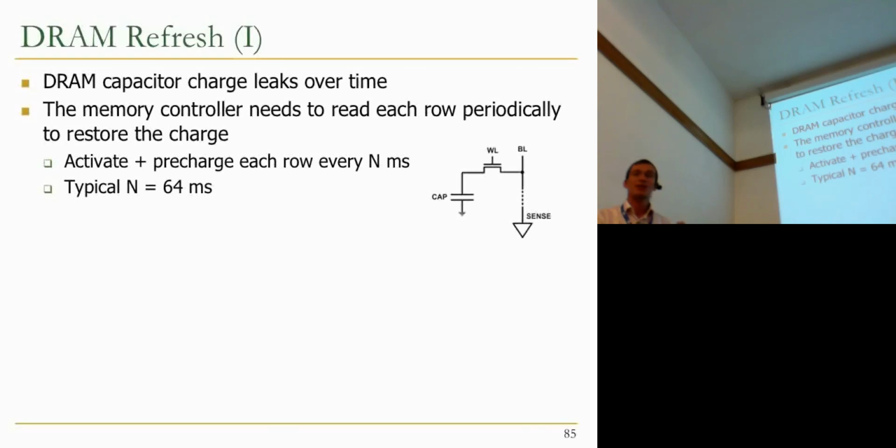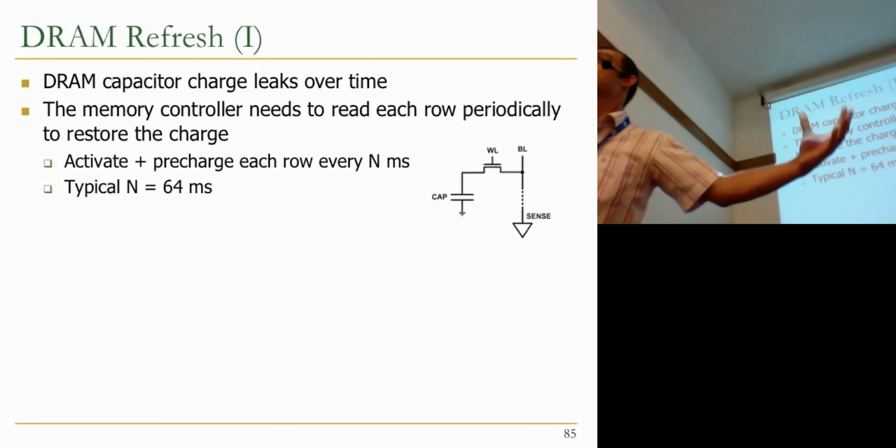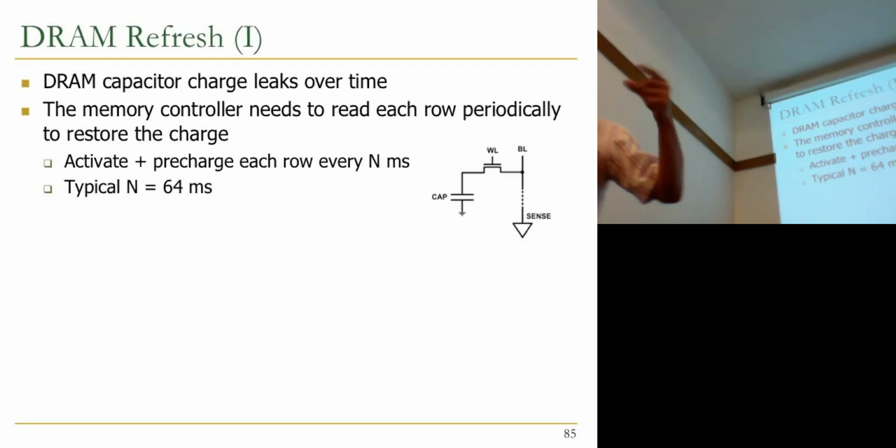Basically, the memory controller needs to activate the row and then pre-charge the row. It doesn't need to actually do a read, because activating the row actually refreshes the row. What it does is bring in the values of the cells, and those values get amplified in the sense amplifier, and the sense amplifier drives the cells. As a result, you've actually refreshed the cell just with an activate. But you have to do a pre-charge because you have to prepare the array for the next access. So that's the refresh. And typically today, every 64 milliseconds, every row in DRAM needs to be refreshed.